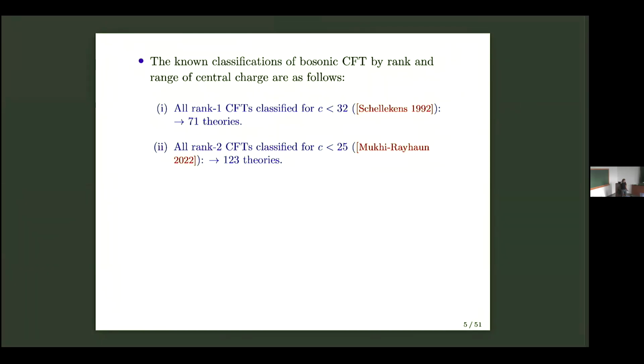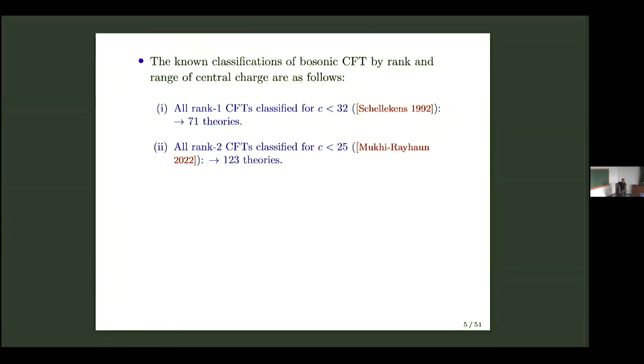Okay, now the next step was actually taken just 3 years ago by myself with Brandon Rayhorn, who was then a PhD student at Stanford. And we classified all rank 2 CFTs for central charge less than 25. And that's a story I've actually spoken about here before. I won't be touching on it today, but we found 123 theories.